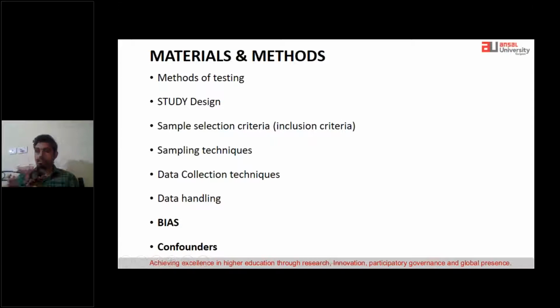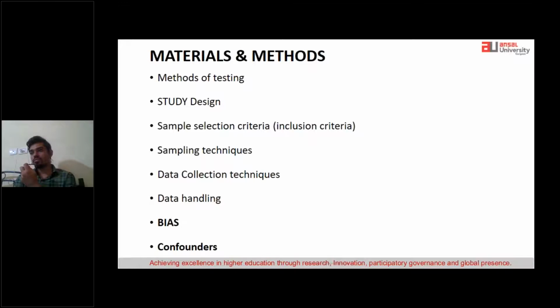Now here comes your research methods. Your research methods involve all these things. Again, study design itself is a very vast topic. Sampling technique again is a very vast topic. Data collection techniques again is a very vast topic. I hope I can cover everything today, but it is not possible. But still, I will touch on each of these. And then I have written, in bold letters, something known as bias and confounders.